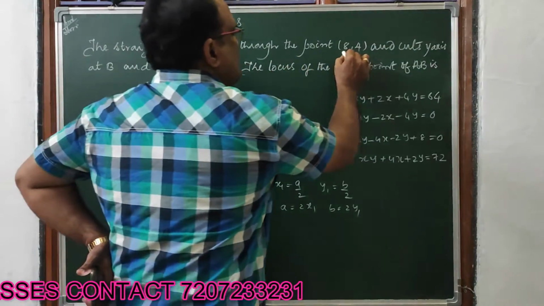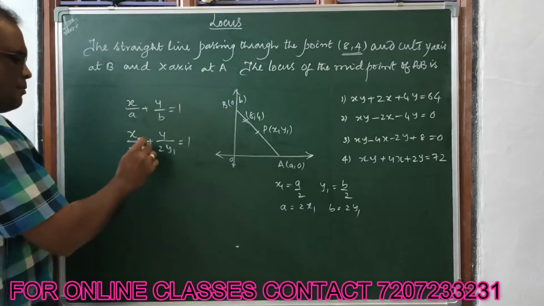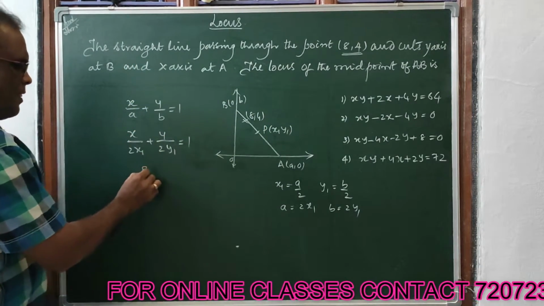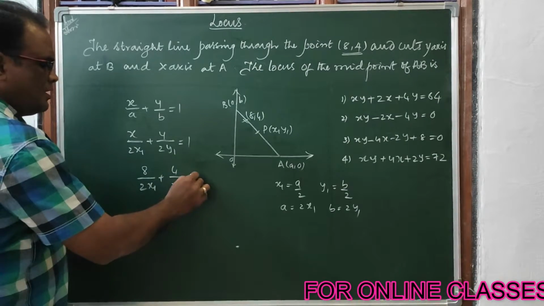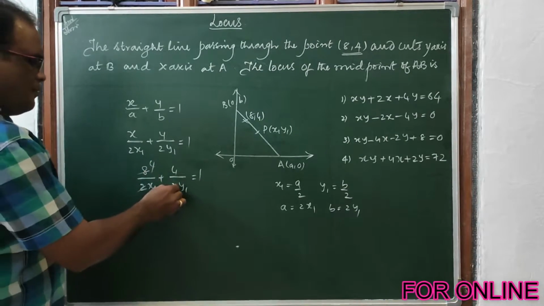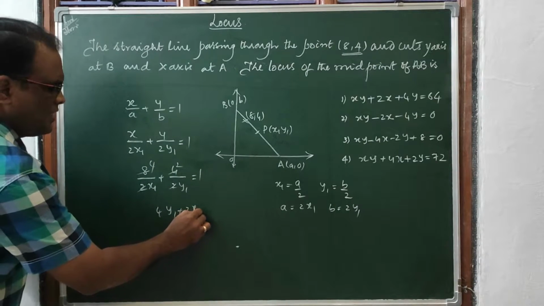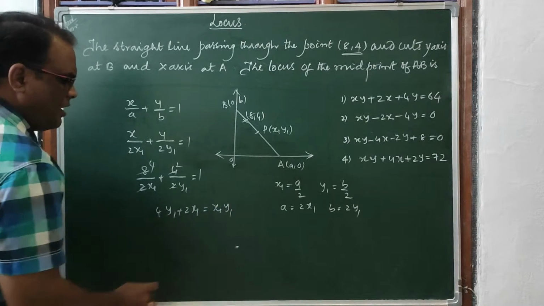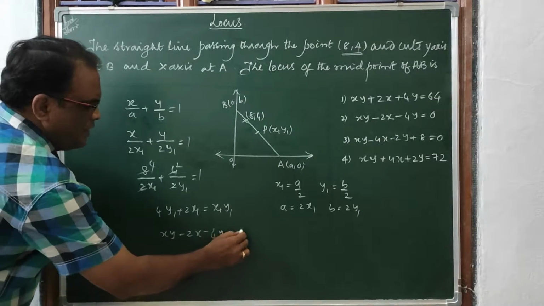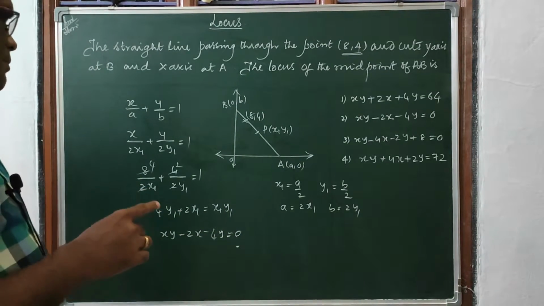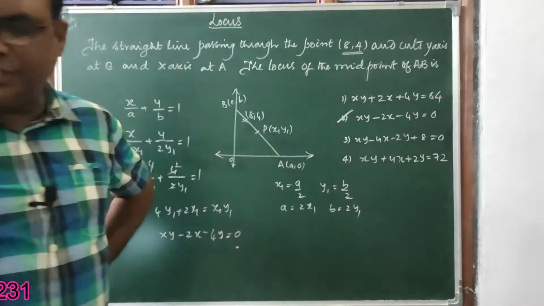But the line passes through the point (8, 4). So substitute 8, 4 here: 8/2x1 plus 4/2y1 is equal to 1. 2 4s, 2 2s. So you have 4y1 plus 2x1 is equal to x1y1. Therefore the locus is xy minus 2x minus 4y is equal to 0. xy minus 2x minus 4y is equal to 0 is the second choice.